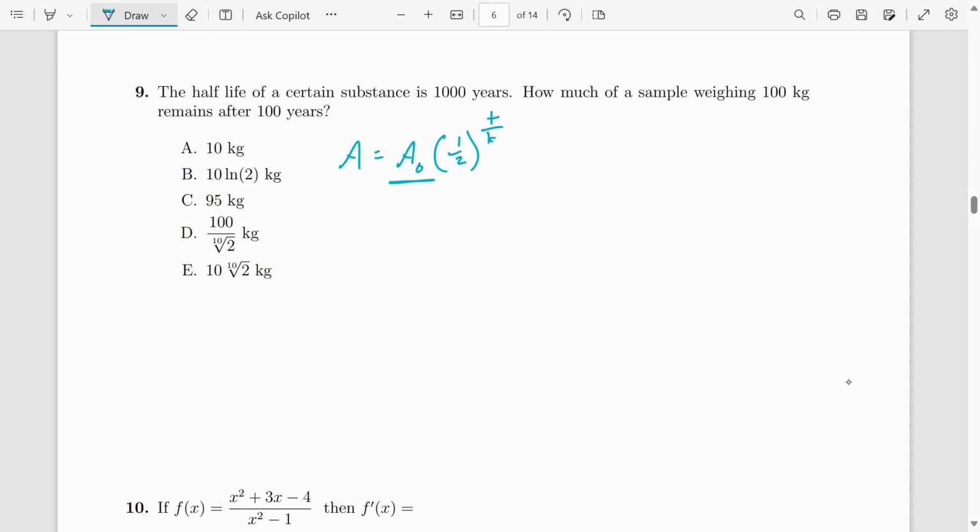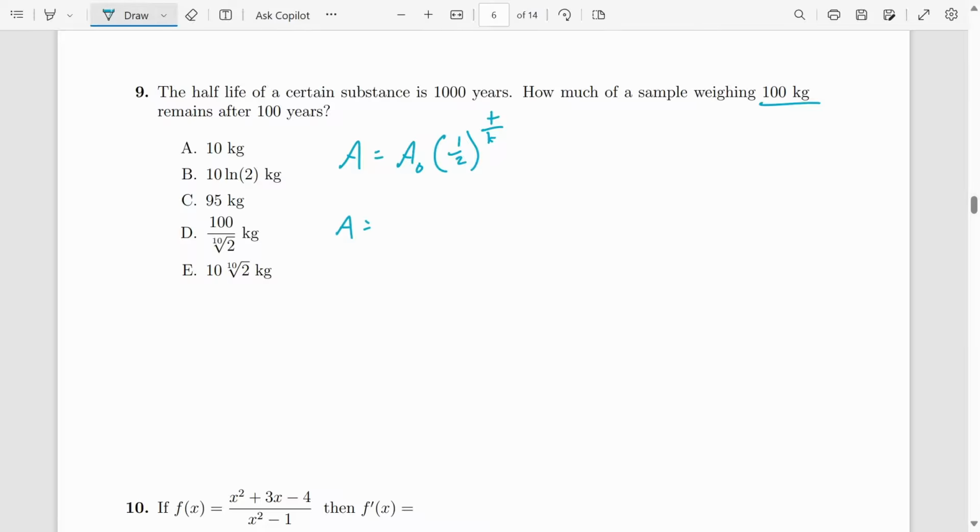Or in this case, a sub 0 is the initial quantity, in this case 100 kilograms. T is the time, in this case it is 100 years, that's how long we're leaving the substance for. And K is the half-life, which is 1,000 years. So that's cool. All the information we're already given is already just formatted on one side of the equation. So this makes it pretty easy for us.